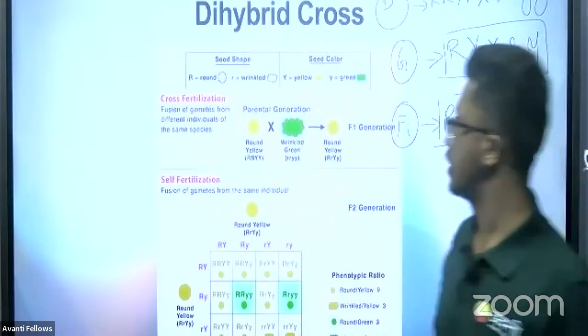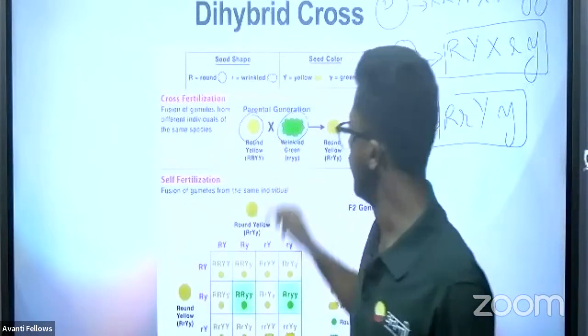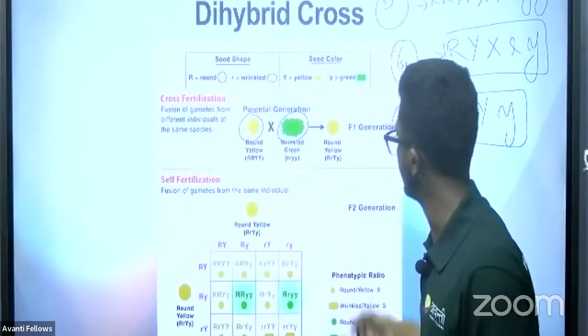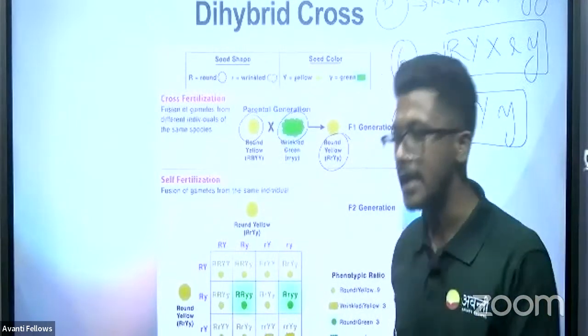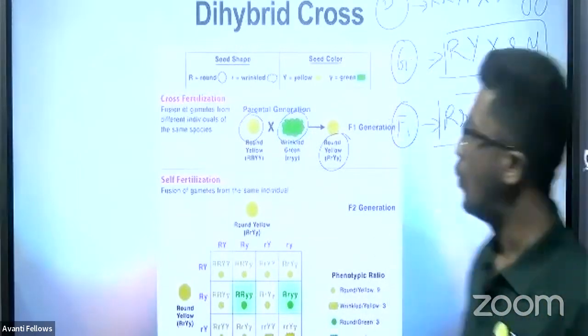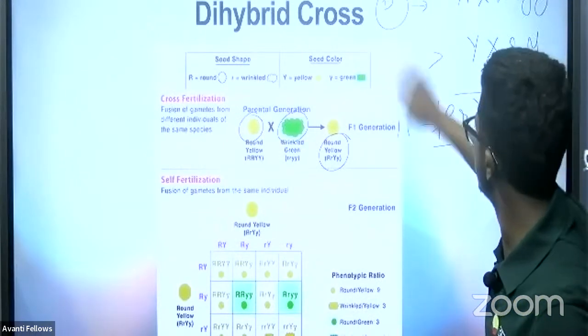So when he crossed the round and yellow with the wrinkled and green, what will happen in the next generation? All of them will be round and yellow. Now the same technique he uses. What does he do? He will self-cross the F1. When he self-crosses the F1, what are his results?